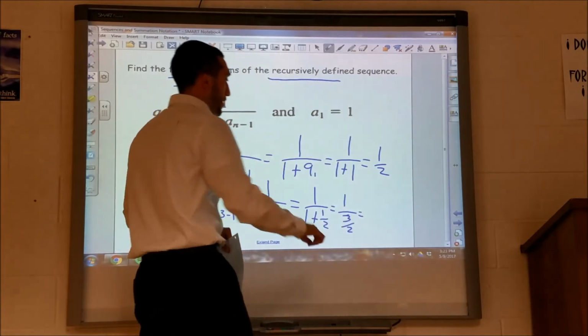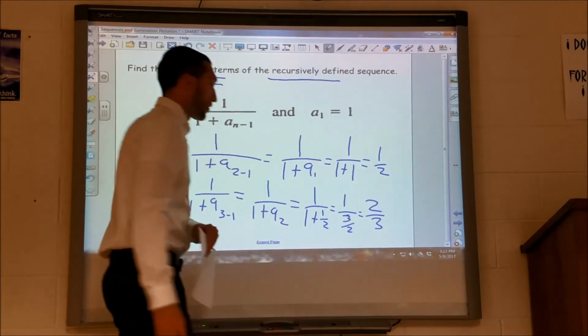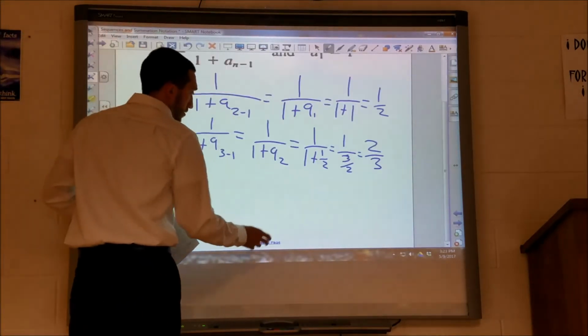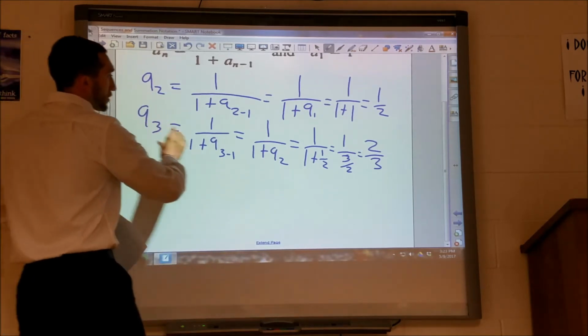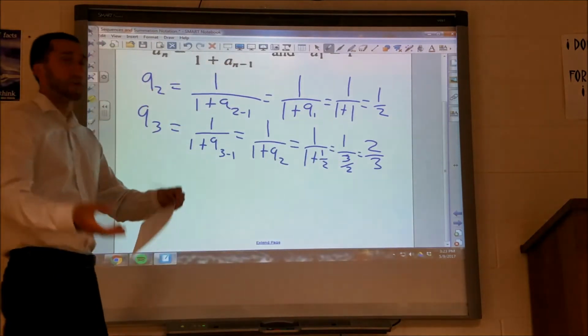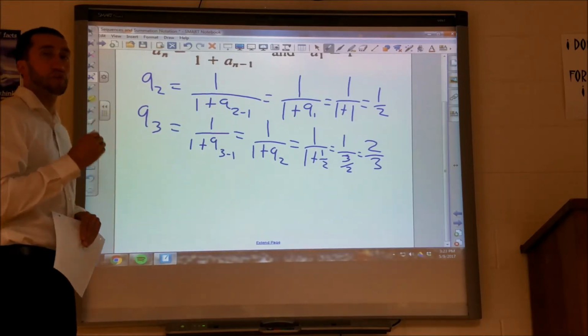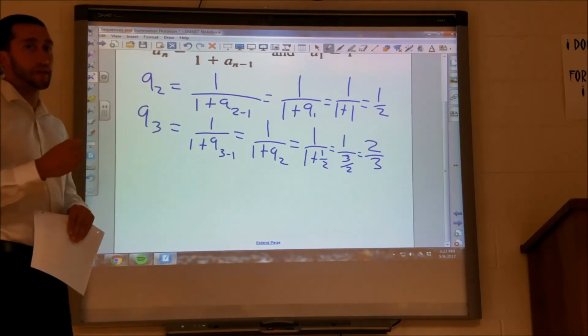Giving us 1 over 3 halves, simplifying to 2/3. Okay? So I can see the third term then, 2/3, after I subbed in the second term. That's what recursive means. It uses the previous term in order to find the next term.